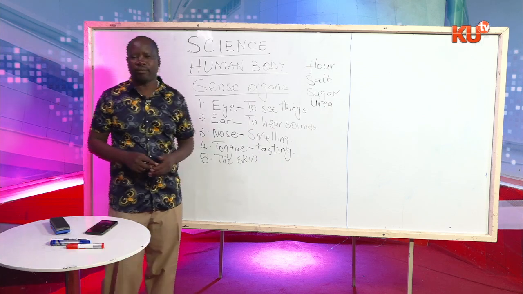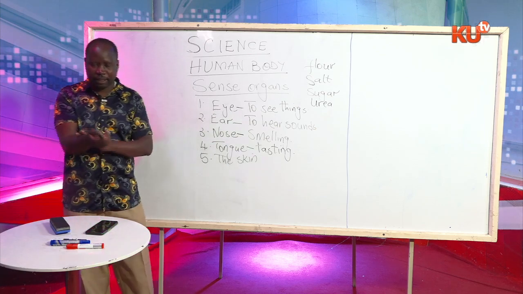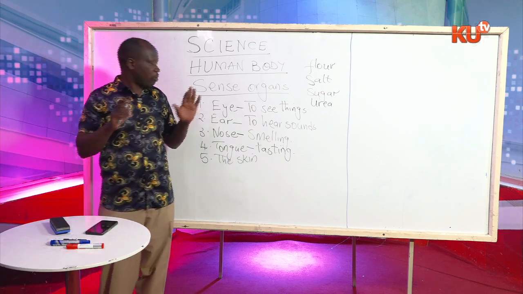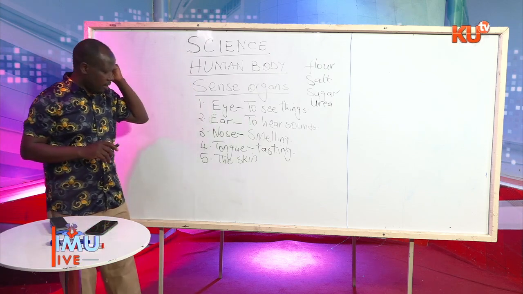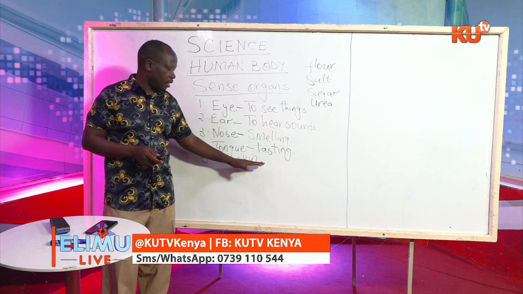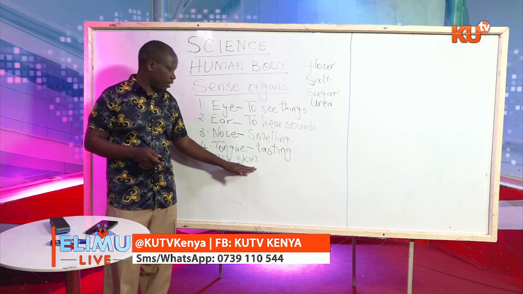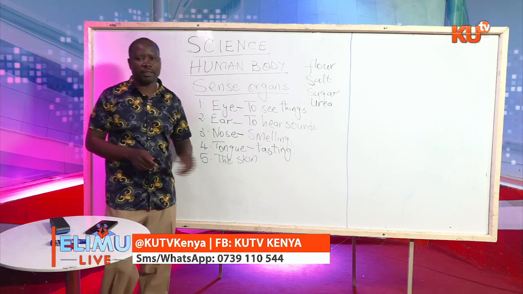Finally, the skin. We've seen the skin, like I have my skin on the hands, skin on the face, on the stomach, all over the body. My whole body is covered by skin. The function of the skin. How do we get to know some things by the use of the skin? The skin will help us.